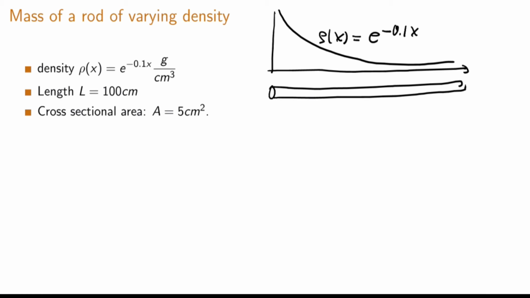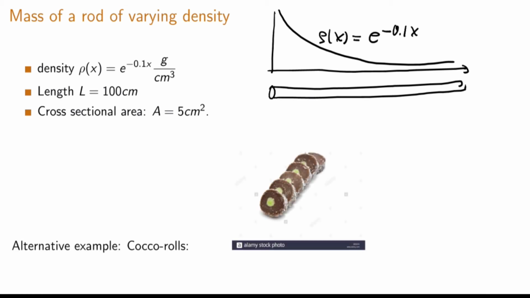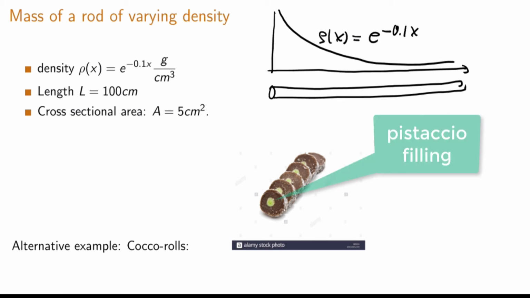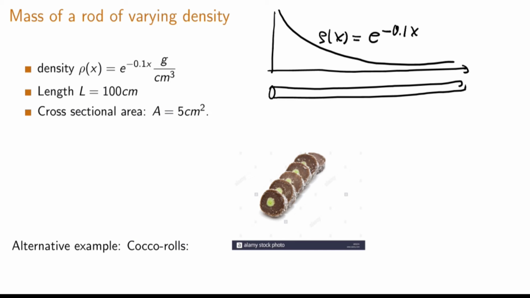But still, a rod is a little bit boring. How about we look at a Coco Roll? Here's a Coco Roll, and these are filled with a pistachio filling. And we could assume that this Coco Roll has a length of 1 meter. That sounds yummy. And the filling, the pistachio filling, is not uniform. So maybe the baker had more pistachio in the beginning than in the end. And so let's assume this rho is the concentration of the pistachio filling. And so then I would like to know how much pistachio is in this rod. So either way, if you like engineering, you talk about metal rods or something. And if you like baking, like I do, then you talk about pistachio filling.